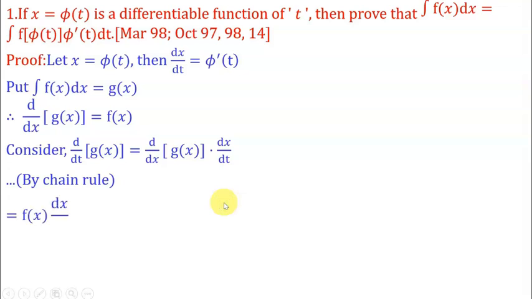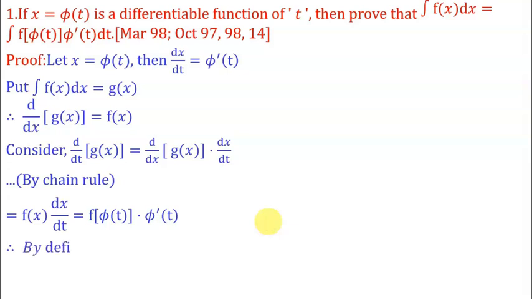Therefore, what is the derivative of g of x? The derivative of g of x is f of x into dx upon dt. Now substitute the values here. That is the value of x, therefore here f of phi of t. And what is dx upon dt? dx upon dt is phi dash of t. Here we have substituted the values.